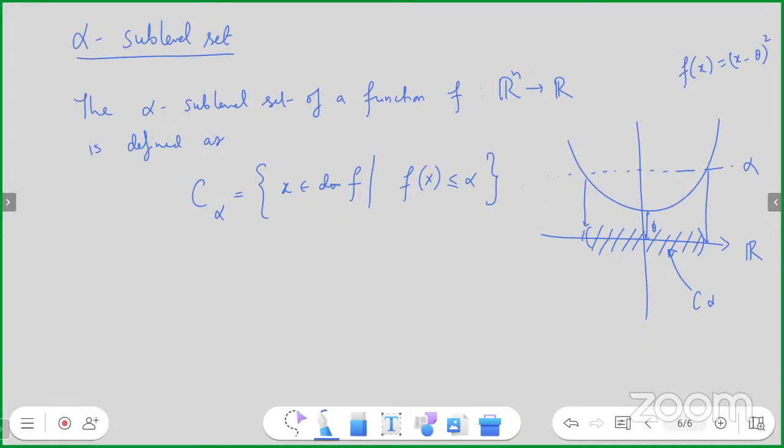This is defined for any function. I just drew for one particular function what it looked like. I've not said anything about convex, not convex, nothing. This is defined for any function. Well defined, there is no problem with that. You take any function, you draw a line at alpha, just look at what it projects to. Essentially, that's what is going on. So, any observations to be made? Just the definition.